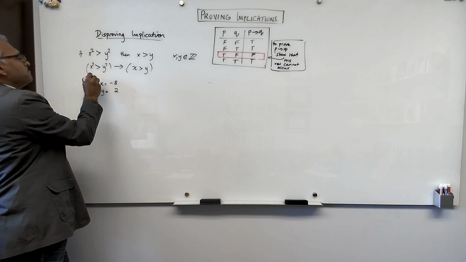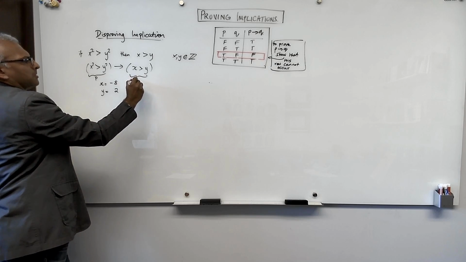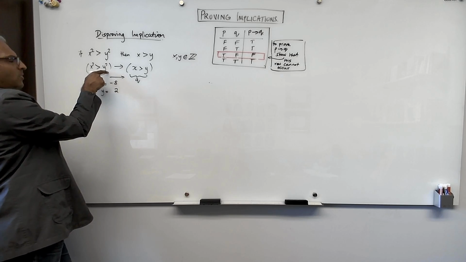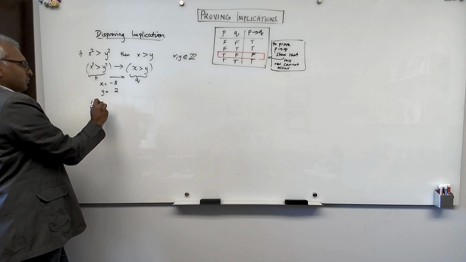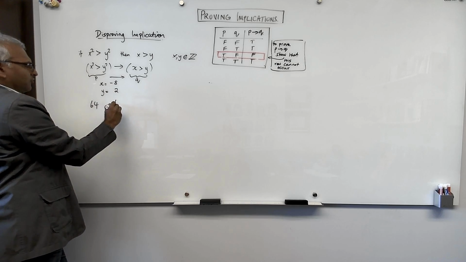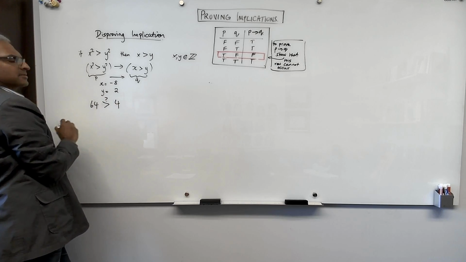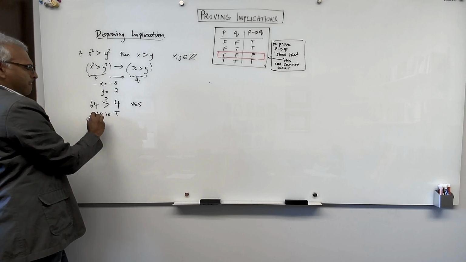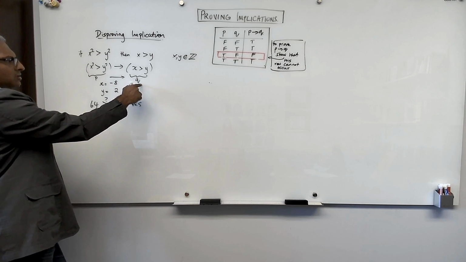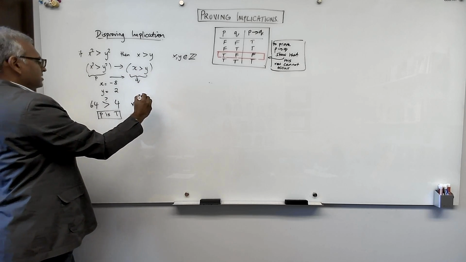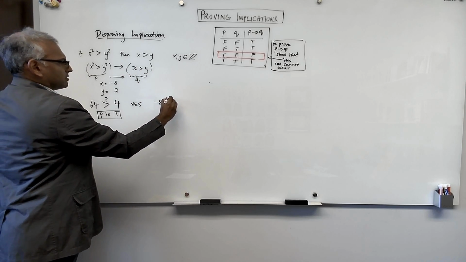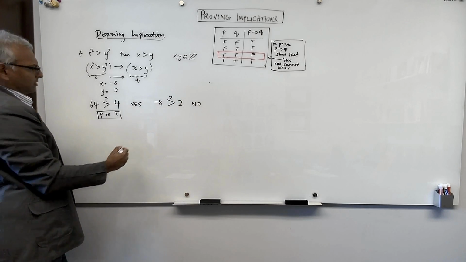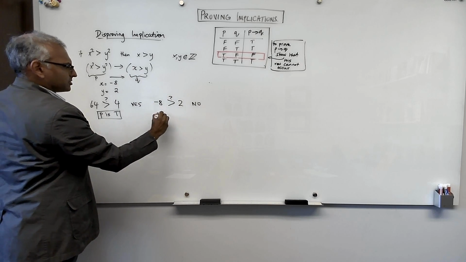So this is P, this is Q, and we have P implies Q. Let's look at P. P is talking about x squared versus y squared. So x squared is 64, and y squared is 4. Is 64 greater than 4? Yes. So P is true. Now let's look at Q. Q is talking about x versus y. So is minus 8 greater than 2? That's clearly false. No. Minus 8 is less than 2. So Q is false.